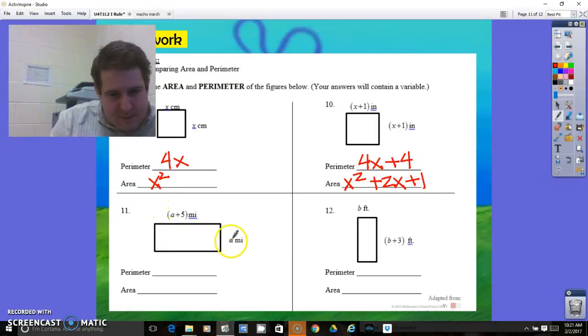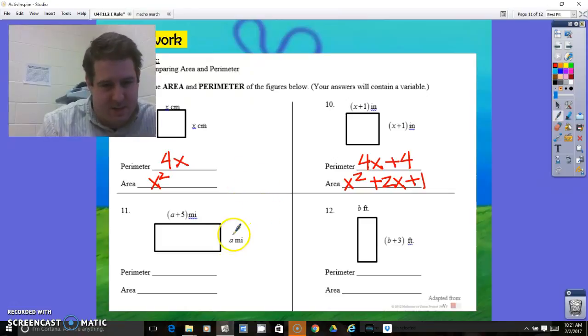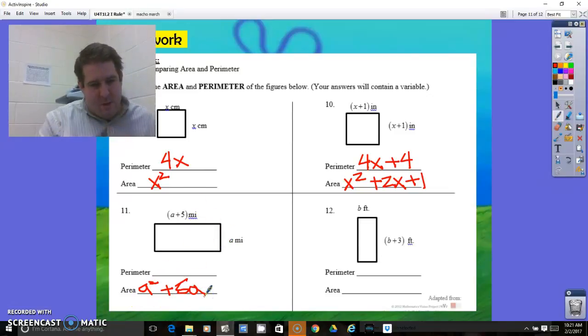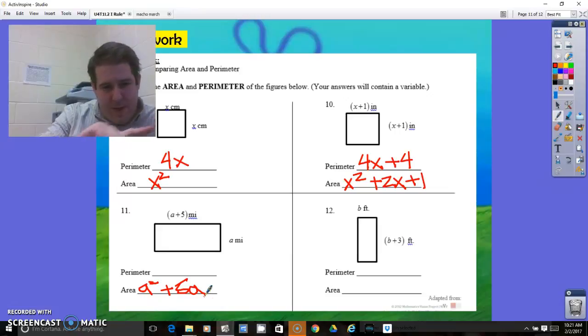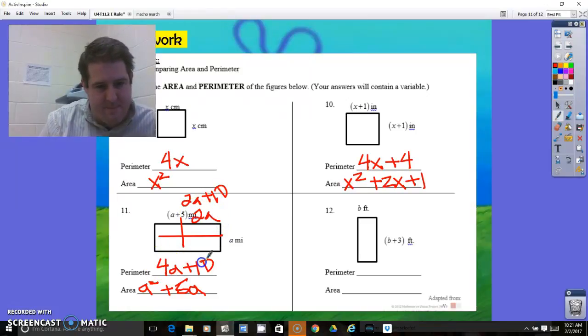Question 11 looks like a monomial times a binomial. So we're going to use the distributive property, which is the warm-up from 2 lessons ago. a times a is a squared. I'm doing the area first. And a times 5 is 5a. Last but not least, we got to do the perimeter. So we got a plus 5 along the top and the bottom. So that makes 2a plus 10 if you combine these. And then if you combine these two sides, you get 2 more a's. So that would be a total perimeter of 4a plus 10.